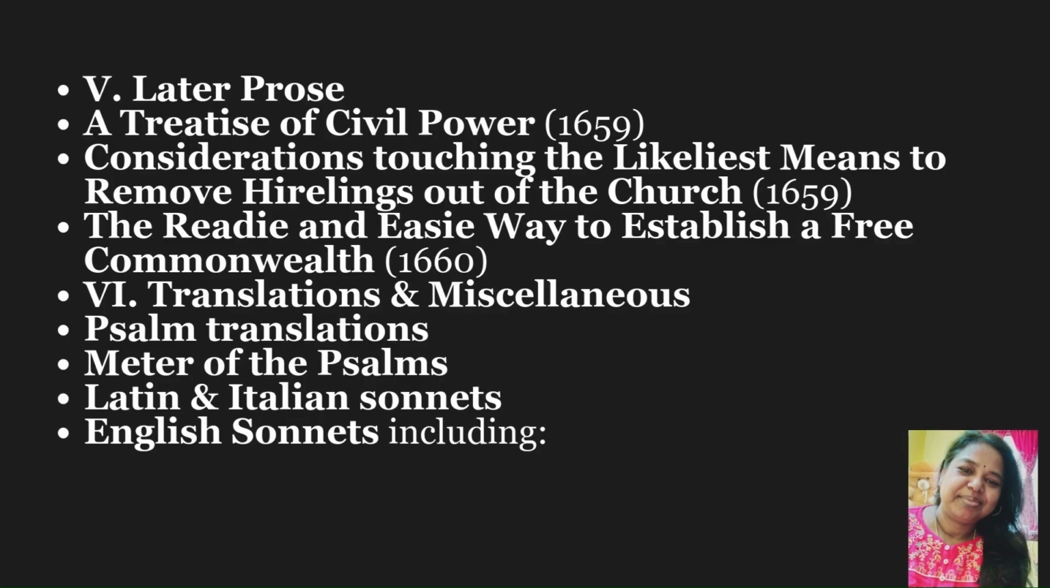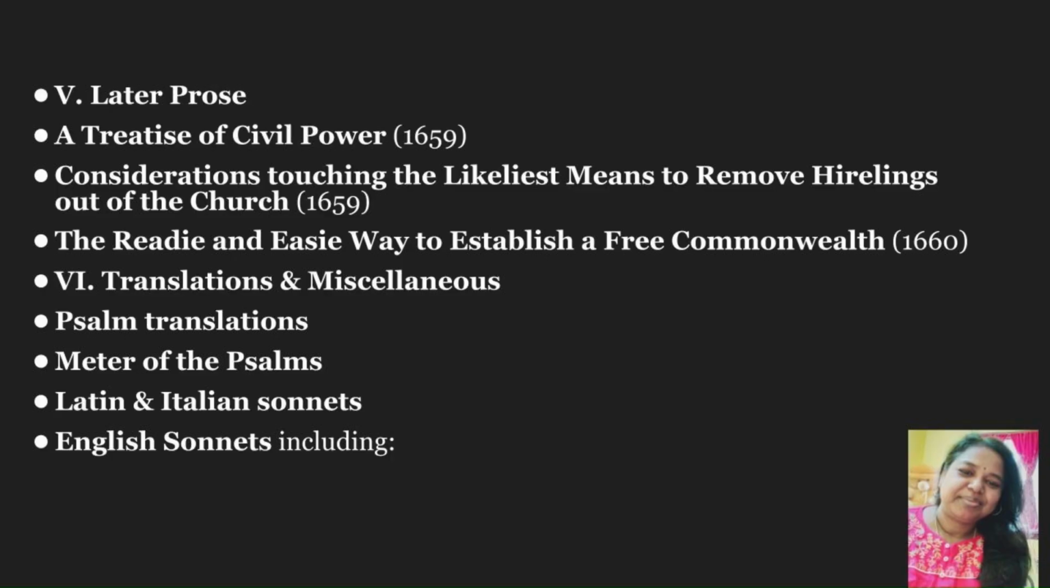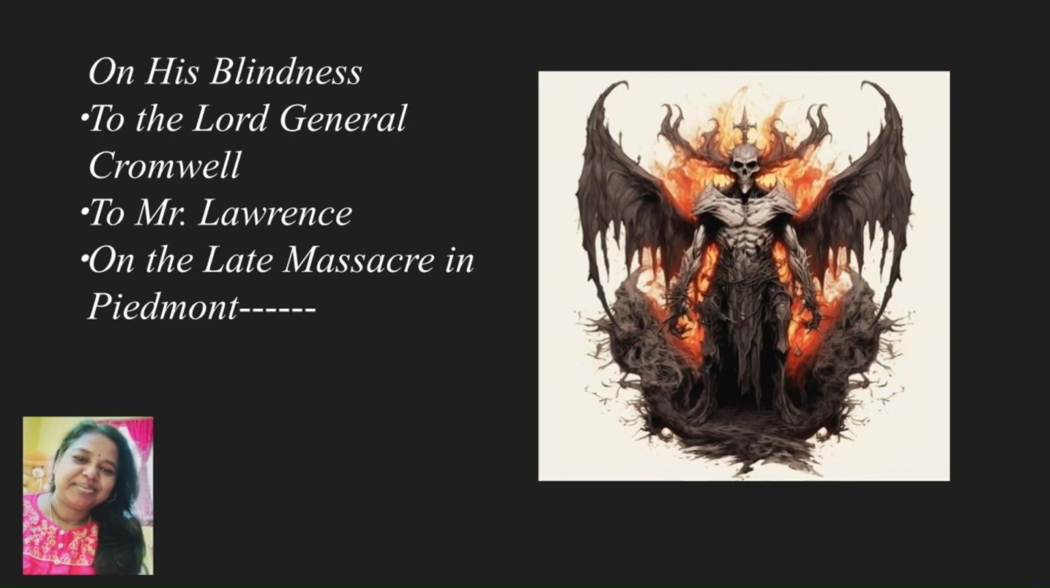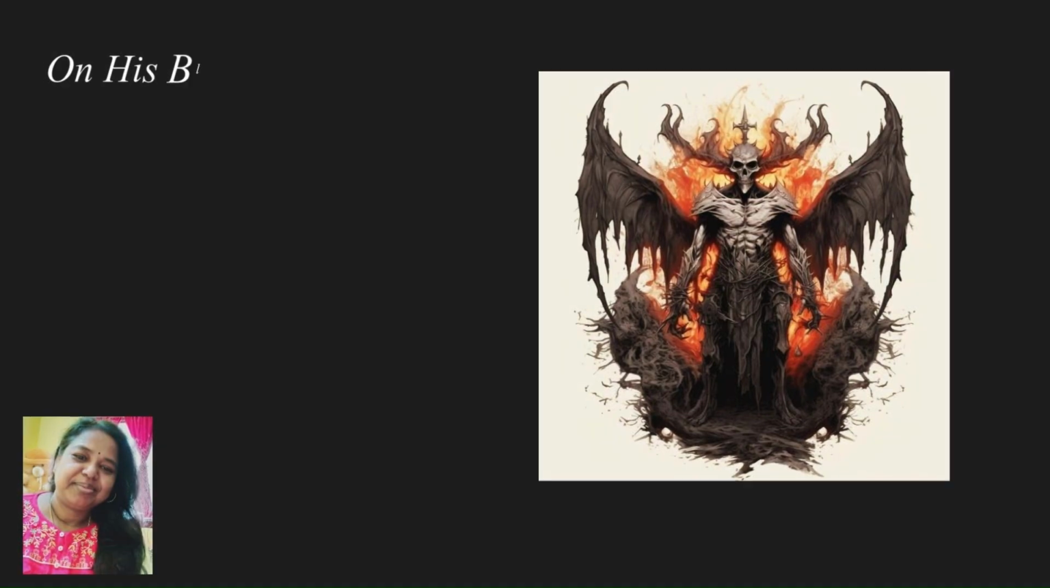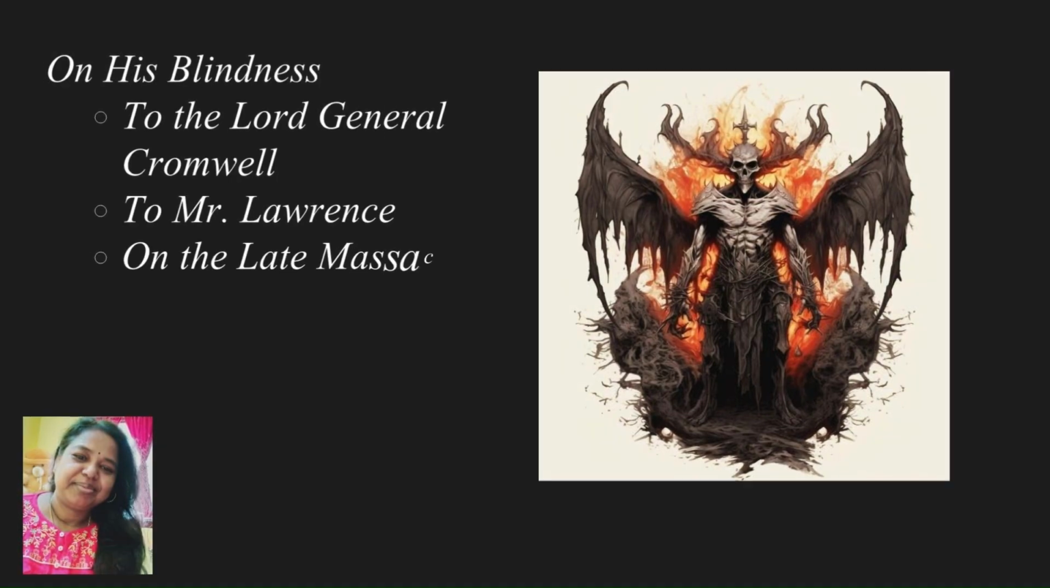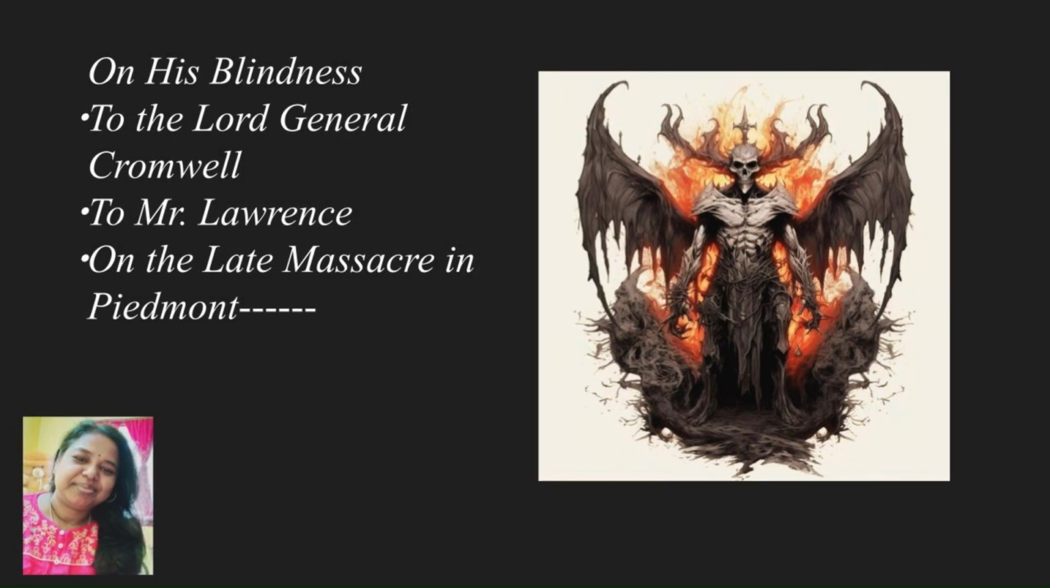Translations and miscellaneous. Psalm translations. Meter of the Psalms. Latin and Italian sonnets. English sonnets including the following works also written by John Milton: On His Blindness. To the Lord General Cromwell. To Mr. Lawrence. On the Late Massacre in Piedmont.